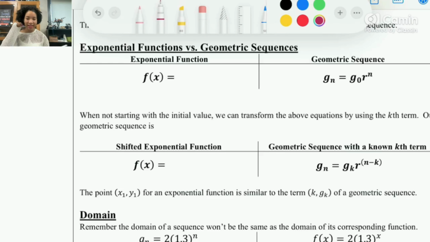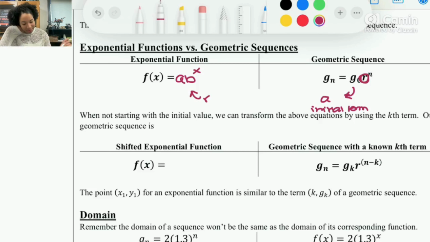So next is going to be exponential functions versus geometric sequences. A normal exponential function is a times b to the power of x. And in relation to geometric sequences, the b is going to be the r. So these are just the same. The g0 is going to represent your a, or the initial term, and the r is going to represent the b, and then the n is going to represent your x, or whatever you're putting to the power, or the exponent.